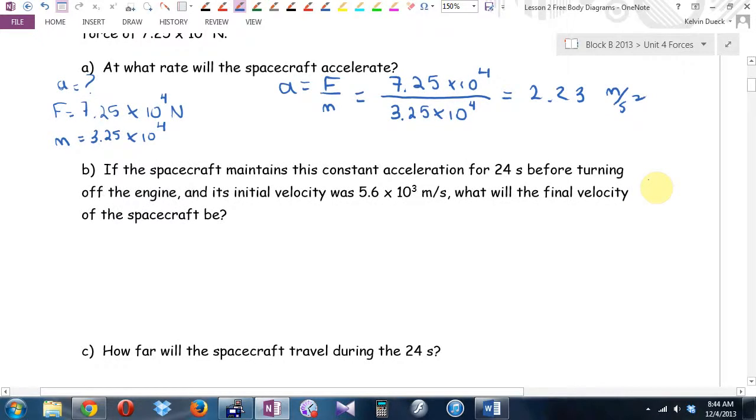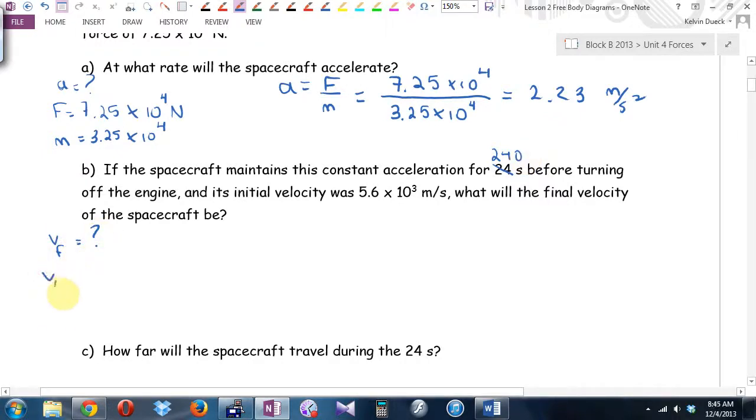Okay, if the spacecraft maintains this constant acceleration for, now I wrote 24 seconds, and in hindsight I said, you know what, that's terrible because there's almost no change. So can you add, instead of 24, make it 240 seconds? That's 4 minutes, if you do 60 seconds times 4. So if it maintains this acceleration for 4 minutes, for 240 seconds before shutting off the engine, and its initial velocity was 5.6 times 10 to the 3rd, what will the final velocity be? So now we've got a nice little review of last unit. What are they asking me to find here? Let's write down, v final equals.